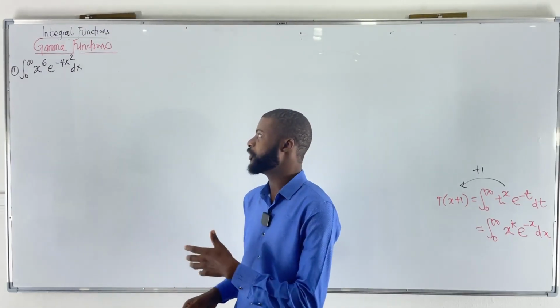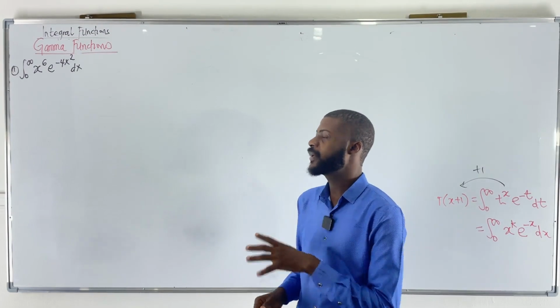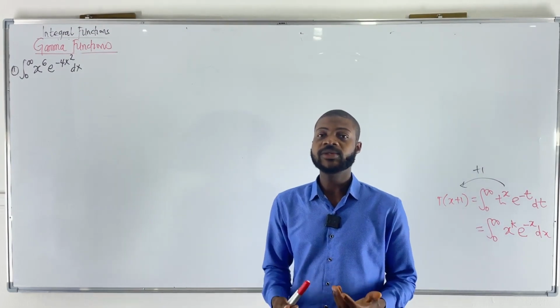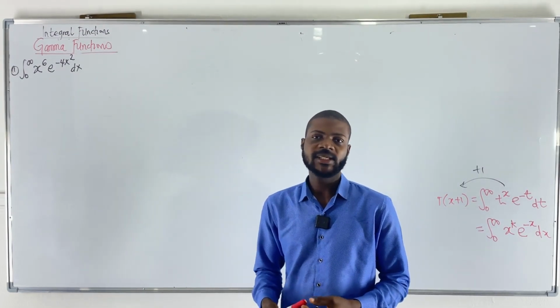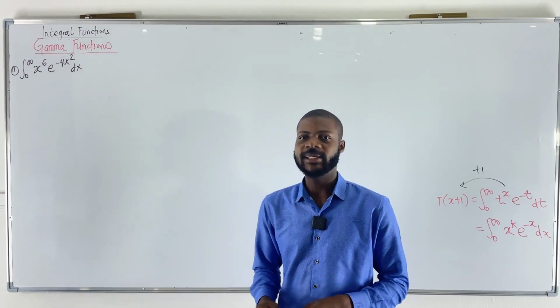In this video, we're going to be solving this very problem. We're going to be integrating from 0 to infinity x to the power of 6 e to the power of negative 4x squared dx.